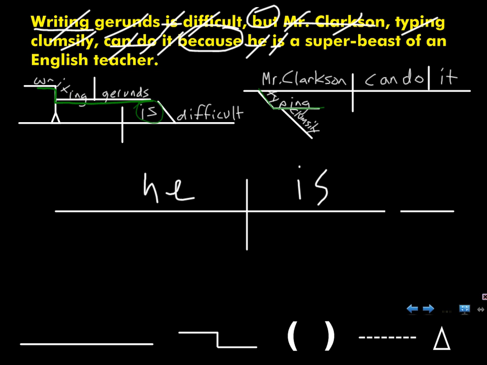Rachel, is a super beast a predicate adjective or a predicate nominative? Is super beast an adjective or is super beast a noun? Correct. So it's a predicate nominative because super beast is a noun. It's a hyphenated noun to be sure, but it is a noun nonetheless. Remember Zoe's question earlier. Why is that diagonal? Because it indicates that this is a linking verb.